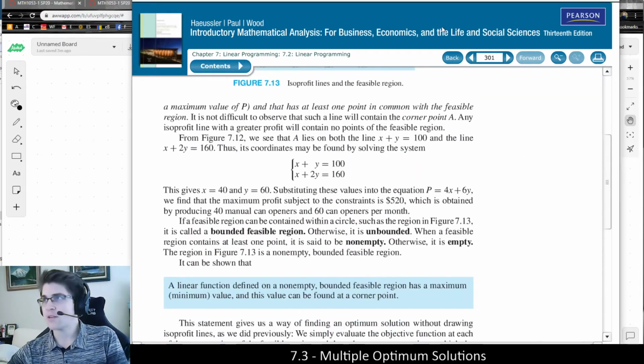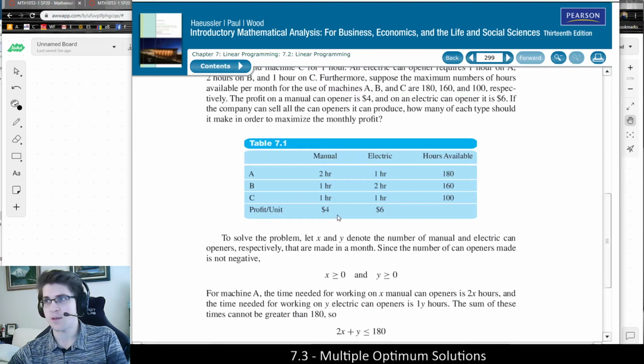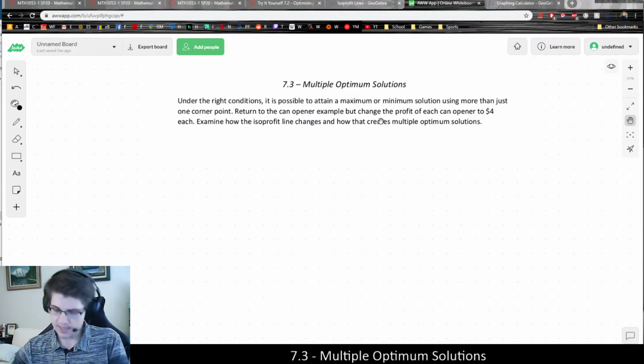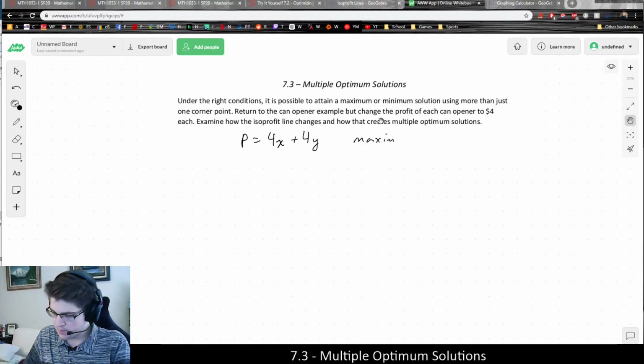But what I wanted to do in that problem is adjust the parameters. Instead of using $4 for manual and $6 for electric, let's assume we get the same profit from both manual and electric can openers. Let's just say $4 for the sake of argument. That's what it says here in the packet. That would adjust our profit function to P equals 4x plus 4y: $4 for manual can openers and $4 per electric can opener. Our goal would be to maximize our profit in producing the can openers under the same exact constraints as before.